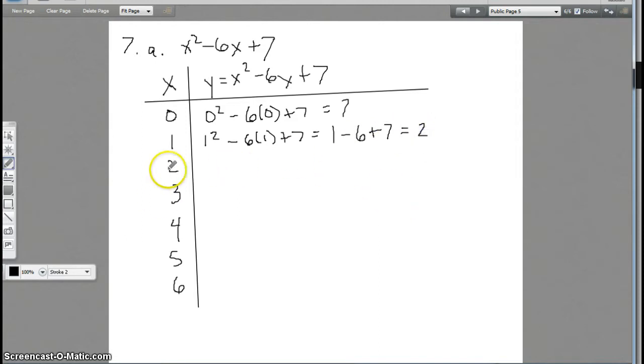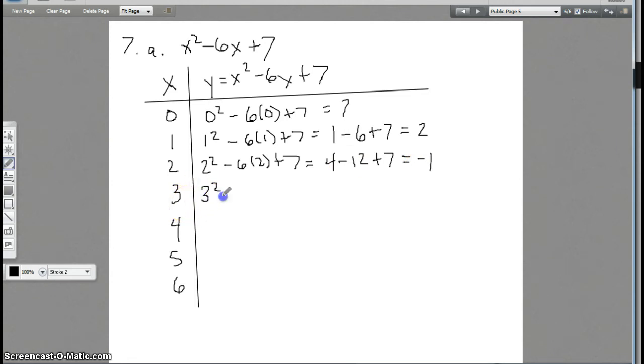Now I'm going to do this for 2. 2 squared minus 6 times 2 plus 7. 2 squared is 4, minus 6 times 2 is minus 12. Plus 7. 4 minus 12 is negative 8, plus 7 gives us a negative 1. Okay, so now we're going to do this with 3.